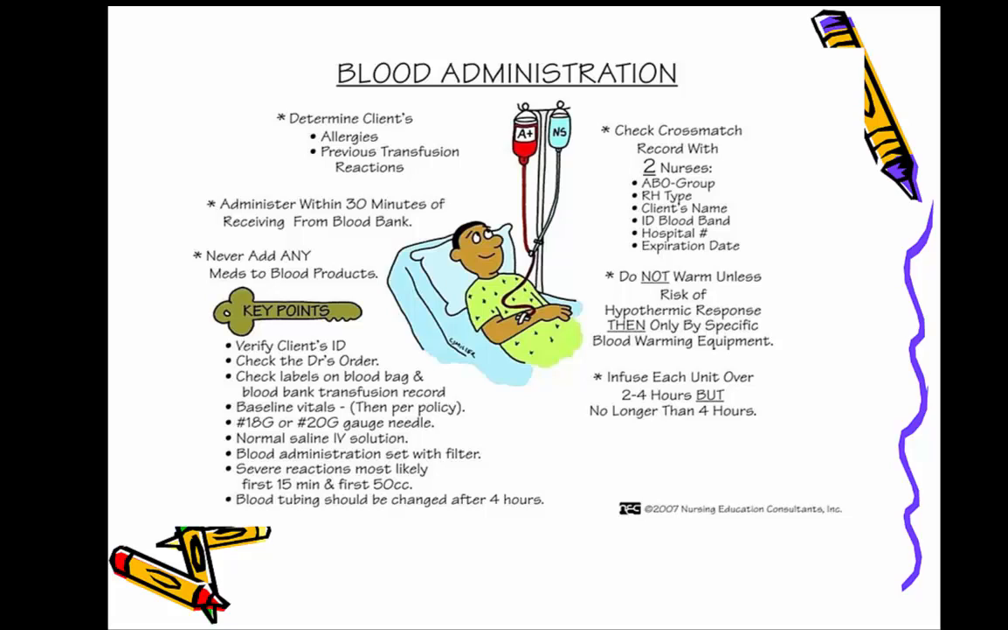We're going to watch for severe reactions, most likely in the first 15 minutes, our first 50 mils. We know that our blood tubing needs to be changed after 4 hours. We need to cross match this when we check it with 2 nurses. We don't warm the blood generally unless there's a risk of hypothermia or we are specifically ordered to. Most units will run 2 to 4 hours, but never longer than 4 hours.